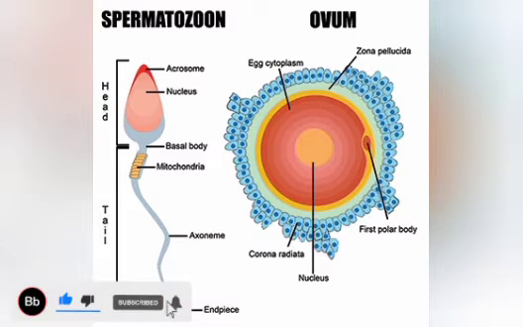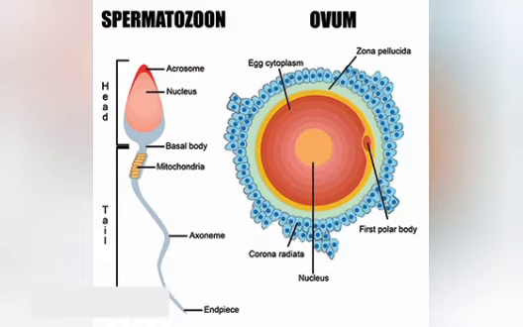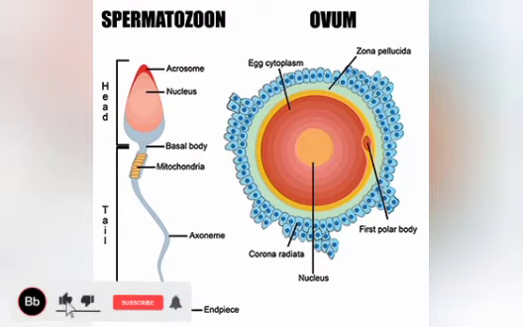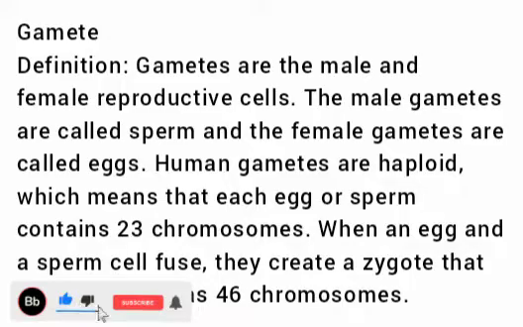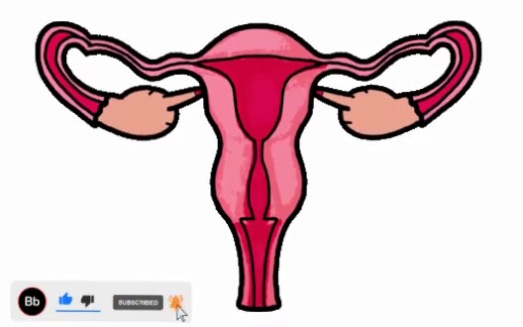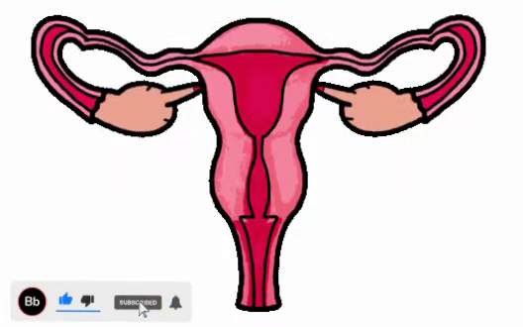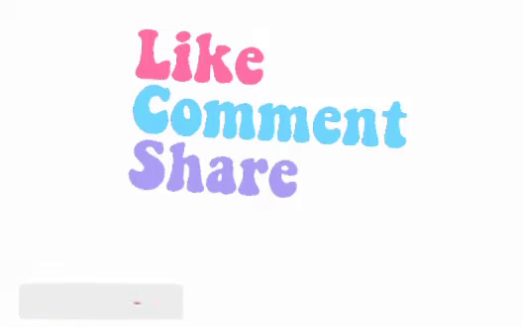Gametes are the male and female reproductive cells. Male gametes are called sperm and female gametes are called eggs. Human gametes are haploid, which means that each egg or sperm contains 23 chromosomes. When an egg and a sperm cell fuse, they create a zygote that is diploid and has 46 chromosomes. This results in the sex of a baby being male or female through the developmental process of pregnancy.